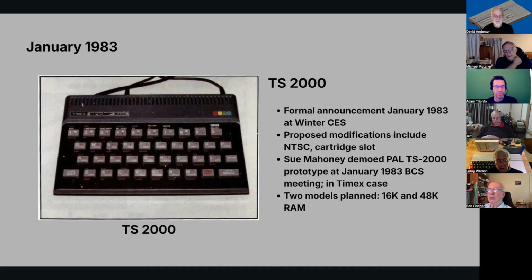Is this a prototype or just a reskinned Spectrum? Yeah, it's basically a reskin. Okay, that's what I thought. Because it was a PAL machine that she demoed, and that's not a prototype. The only portion I think that makes it a prototype is the upper shell of the case.